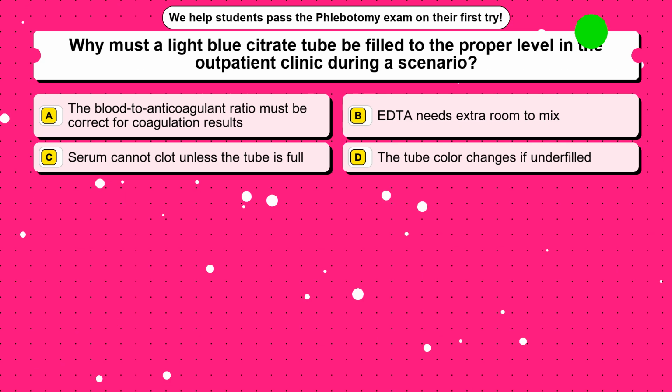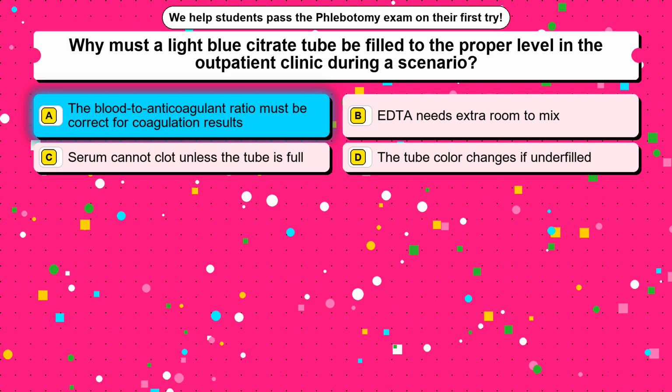Question 52. Why must a light blue citrate tube be filled to the proper level in the outpatient clinic during a scenario? Option A. The blood to anticoagulant ratio must be correct for coagulation results. Option B, EDTA needs extra room to mix. Option C, serum cannot clot unless the tube is full. Option D. The tube color changes if underfilled.